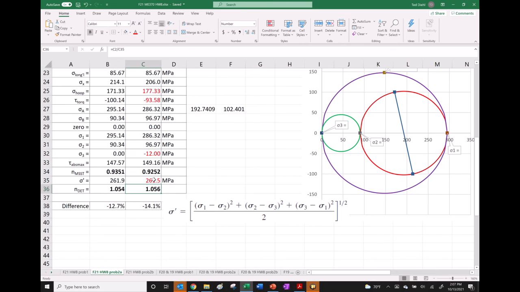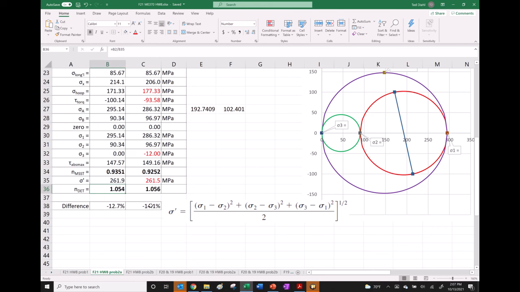Let's see, did I say that wrong? I think I must have said that wrong. Okay, for the absolute maximum shear, I do that out and I actually get a higher stress, so I get a lower safety factor there. But interestingly enough, when I apply this von Mises, I actually get a safety factor that's a little bit higher than the distortion energy theory.